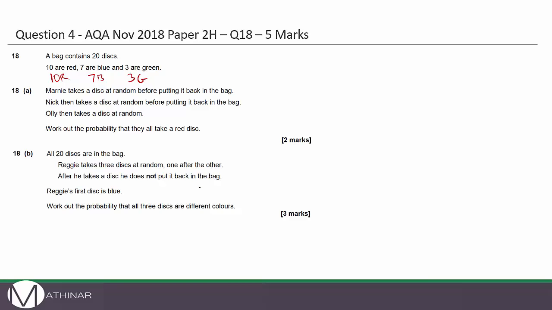Marnie takes a disc at random before putting it back in the bag. Nick takes a disc at random before putting it back in the bag. Ollie takes a disc at random. Work out the probability that they all take a red disc.